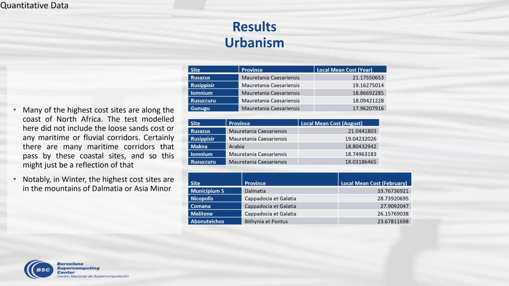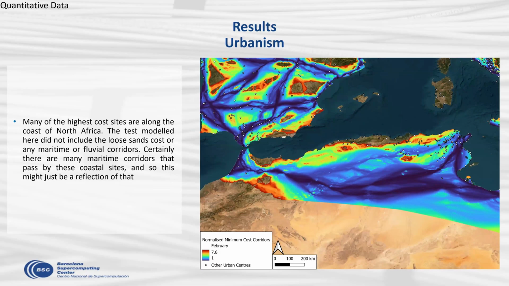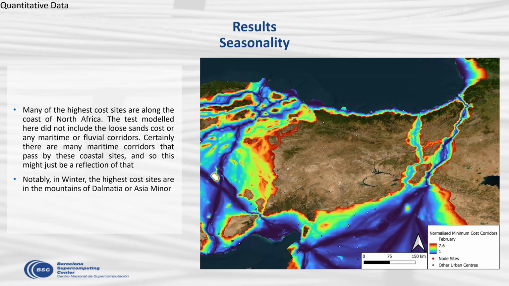Now these are all mountainous sites. So this site in Dalmatia is in the Dinaric Alps in Croatia. And then the rest of these are all in Asia Minor, so modern Turkey, which you can see here. So again, this is the winter, and you see all of these sites. They're the highest cost sites, so the furthest from a low cost corridor in the winter.